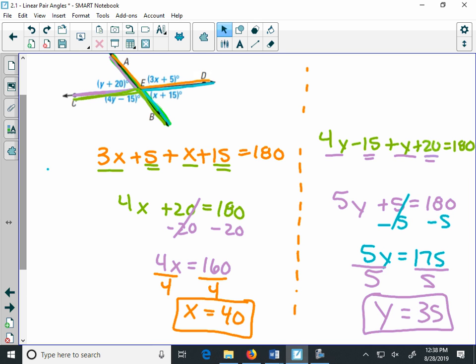So the big takeaway: when two angles form a straight angle, they are called linear pair angles, and they are supplementary. They will add to 180 degrees. Questions over that? Look at your paper.